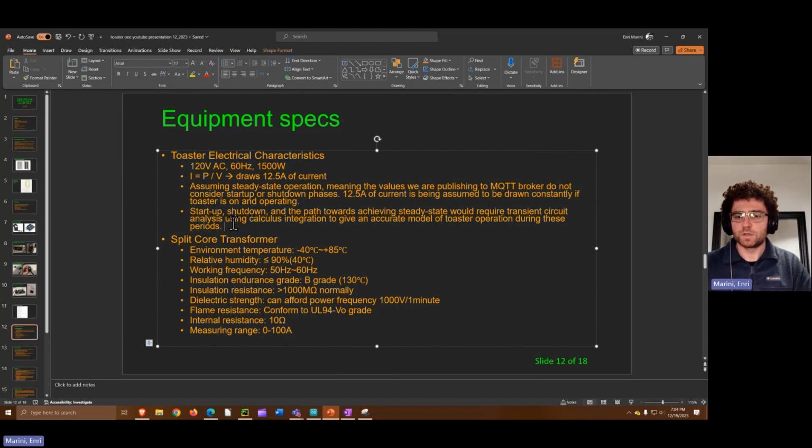Again, when you're talking about startup and shutdown and the path towards achieving steady state, to actually calculate the models, just to briefly touch on it, you would require transient circuit analysis, where you get into some deep calculus and integration to actually generate an accurate model of what's going on during these periods. Because even for this resistively operated toaster, it still does play into account.